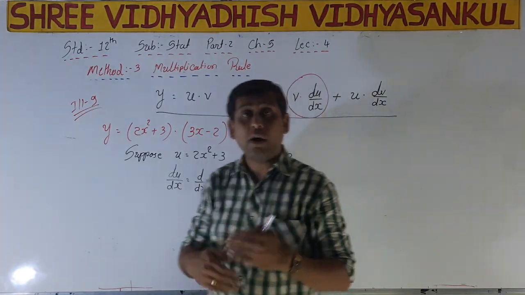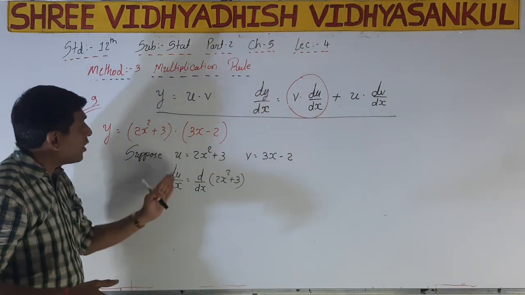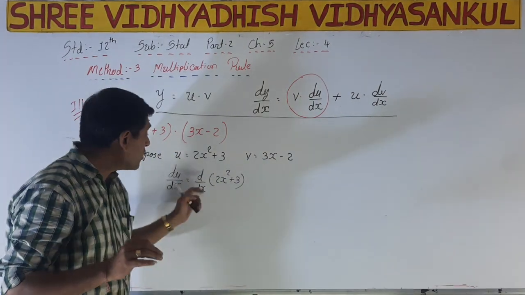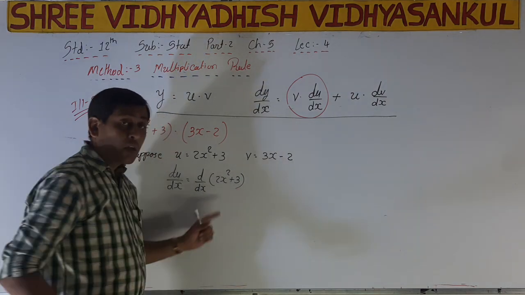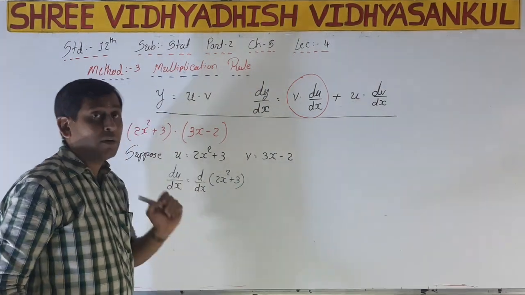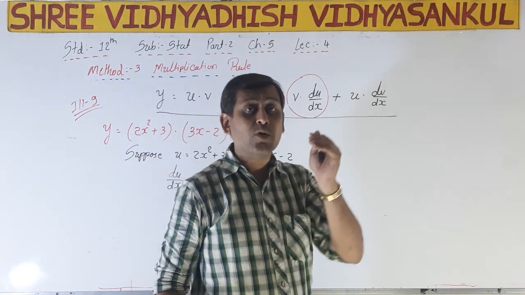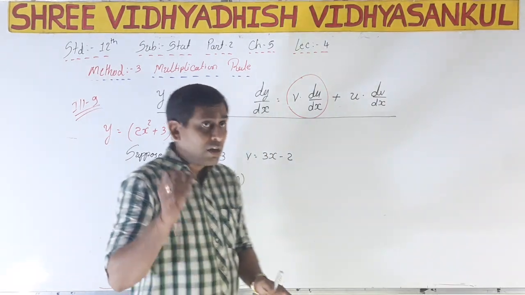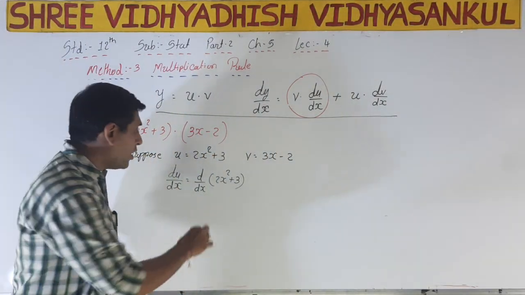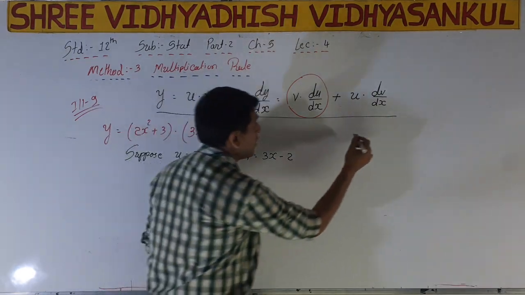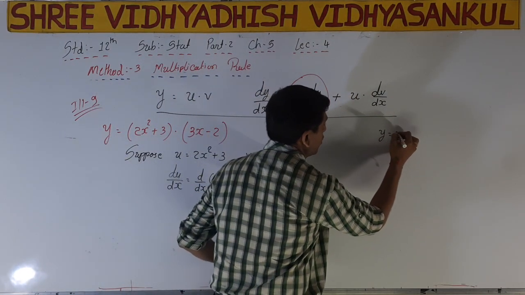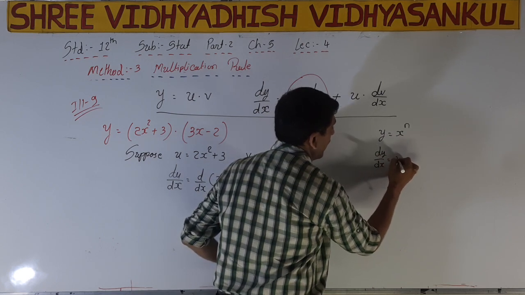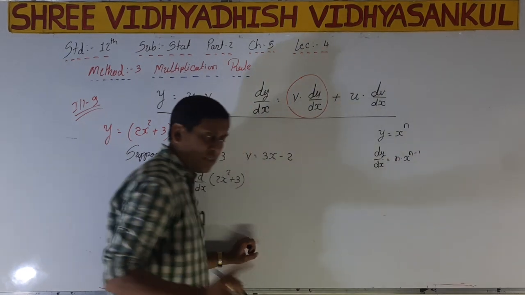So whenever the multiplication rule is applied, you have to just write the direct answer, not all the steps. If you want to find the differentiation of 2x square plus 3, then you don't have to write down all the steps which we wrote in illustration number 7 and illustration number 8. Here we just have to write the direct answer. What is the answer of this? If y is equal to x raised to n, then dy by dx is equal to n into x raised to n minus 1. This is the main formula.